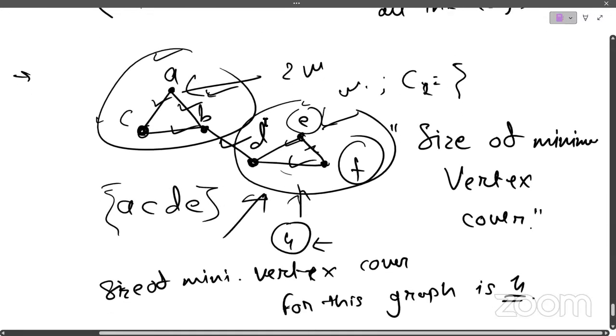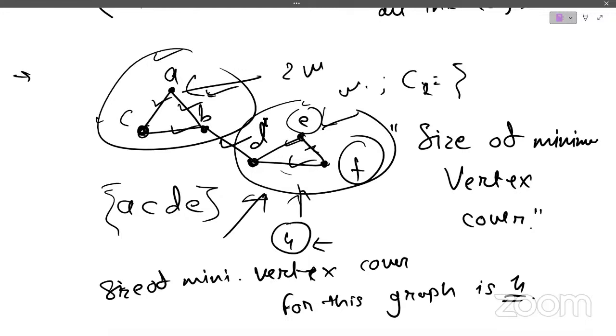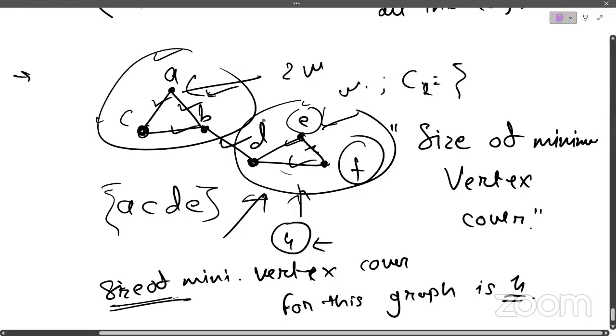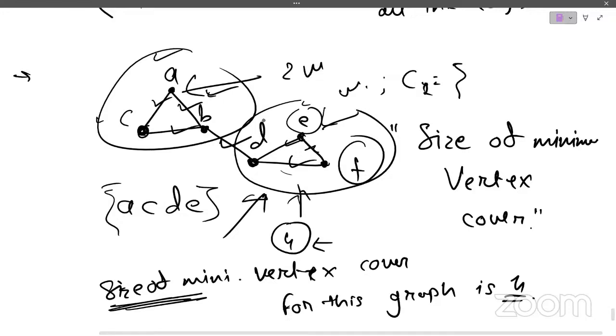For now, just understand. The order doesn't matter. The minimum vertex cover could be A, B, D, E, or others, need not be unique. It need not be unique, but the cardinality should be unique, right? That's why we are mainly focused on the size of the minimum vertex cover, because the cover could be different, but the size will be the same. Size of the minimum is defined.